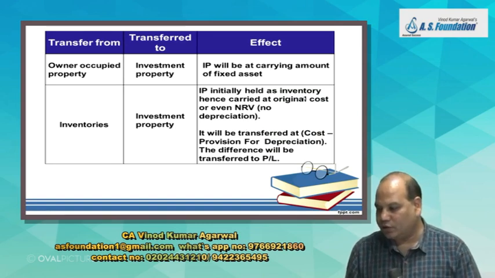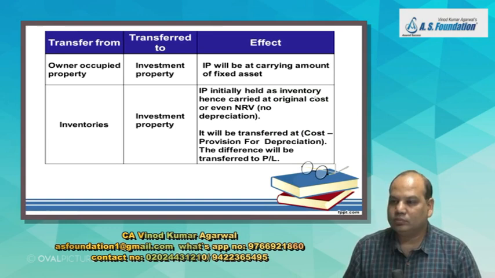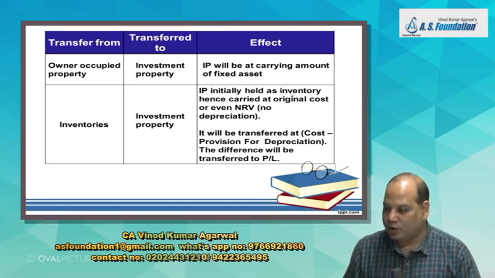IP is initially held as inventory. So which standard are you following till now? IS2. Under IS2 there are two possible valuations of inventory, hence carried either at original cost or NRV. So inventory was appearing in your books either at cost or NRV in bracket. Inventory is not depreciated. No depreciation.